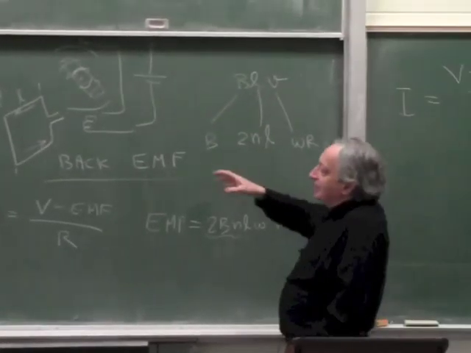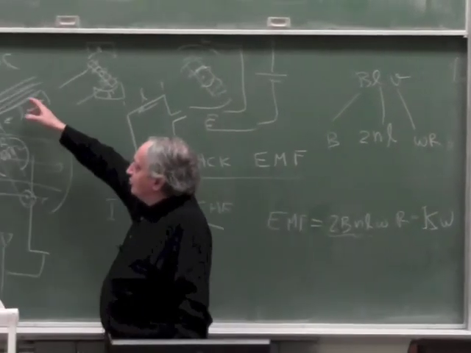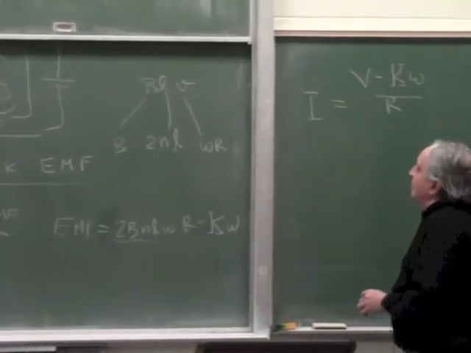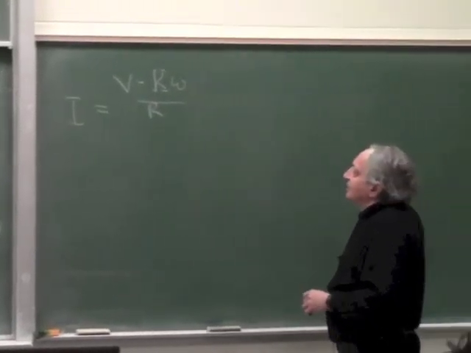But it doesn't really matter, right? Because the real derivation could be different because these loops can be not square, but all that matters is it's a constant times omega. Okay, so this is okay.